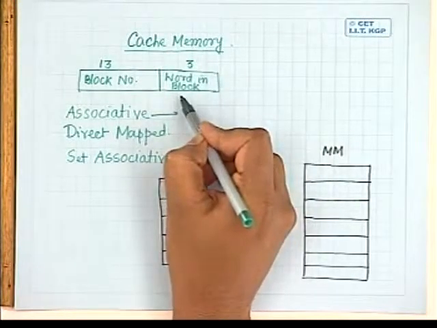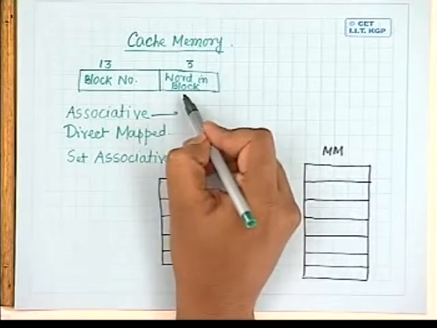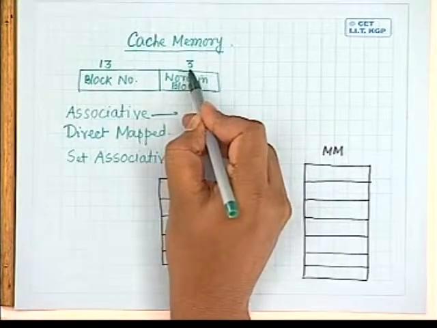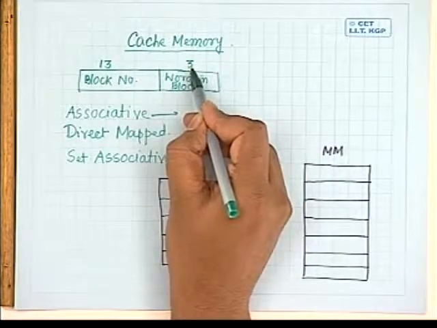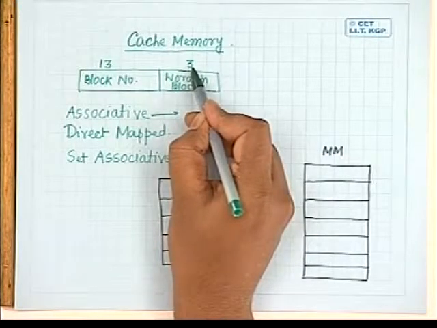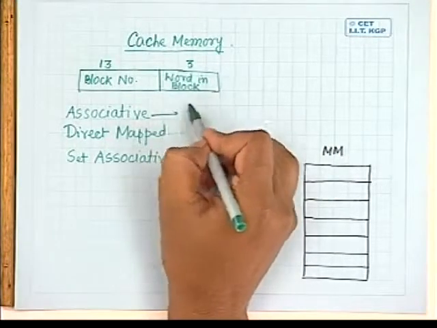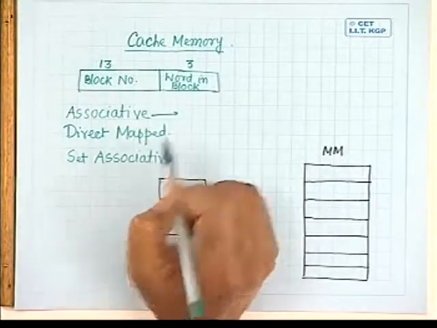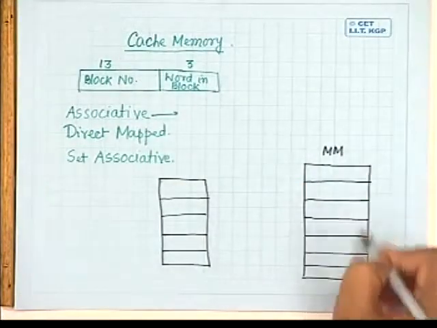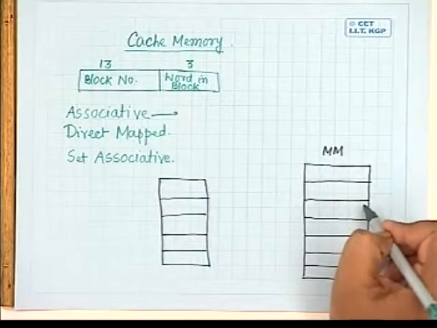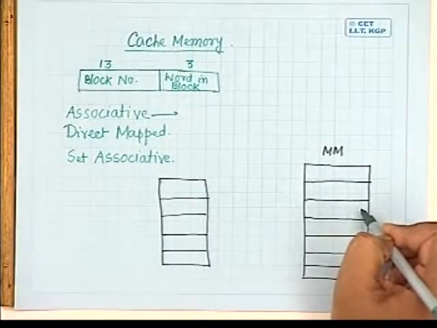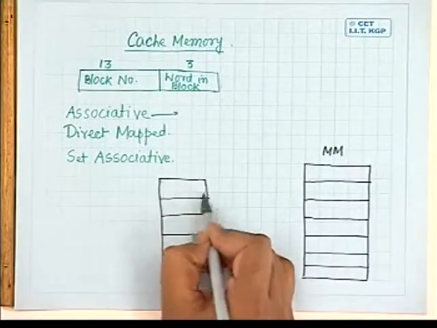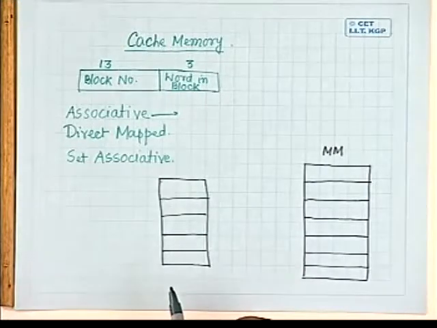because if I have to identify a particular byte within a block, then byte identification has to be made only with these 3 bits, and with 3 bits I can identify only 8 bytes. So every block will have 8 bytes. When I divide this main memory into a number of blocks, every block is of 8 bytes. Similarly, every block in the cache memory is also of 8 bytes.